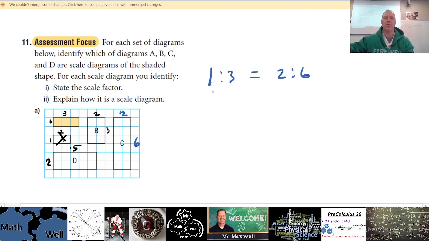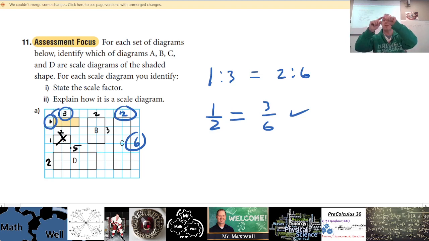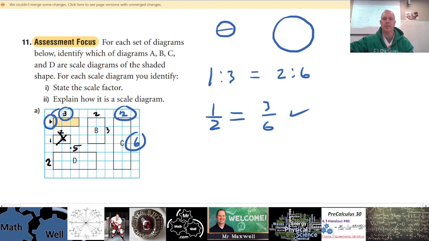Or, thinking about it another way, look at this. 1 over 2 is the same as 3 over 6. A lot of different ways you could look at it. But this proportion, remember, has to be the same shape. So that means that all of the lengths of the sides in the figure have to have the same proportion to each other. So if you have a circle, right, the diameter is proportional, but that's only one length.